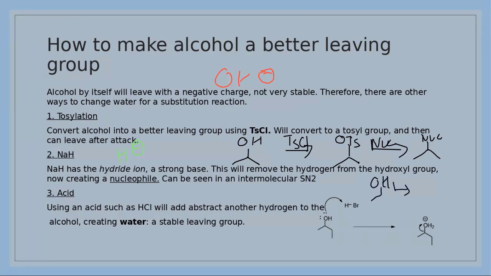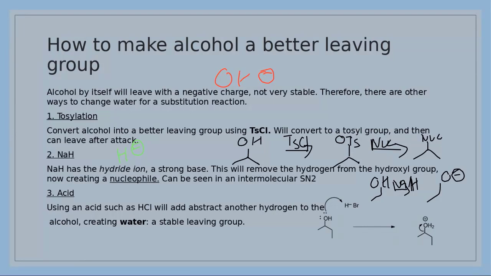If we react with NaH, now we get O minus. And we remember O minus is actually going to be a good nucleophile, unlike OH, which is a weak nucleophile. So this can be used for intramolecular SN2 reactions. I'm going to go over that in the next slide. This is how we turn OH into a better nucleophile using sodium hydride.